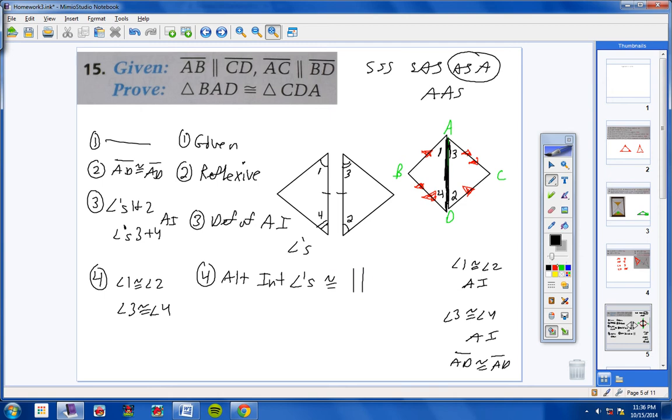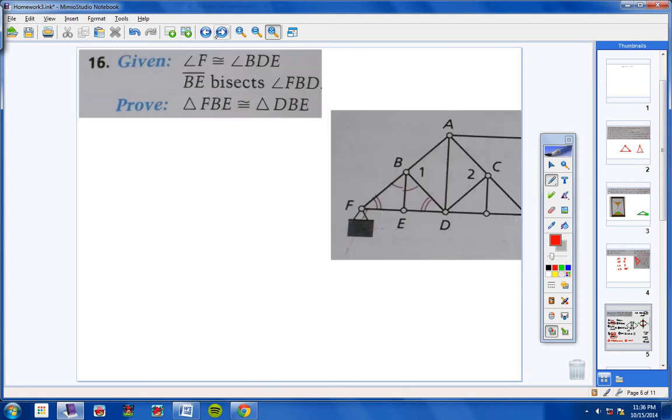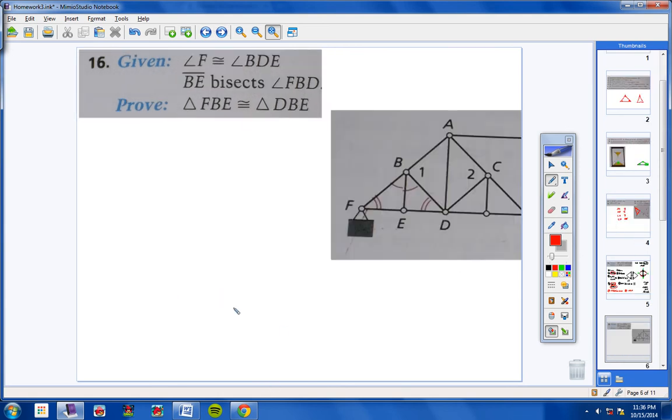And look what you stated, guys. Watch carefully. You stated AD is congruent to AD. You stated 1 is congruent to 2. You stated 3 is congruent to 4. So you're definitely ready to state triangle BAD is congruent to triangle CDA. And the reason would be angle, side, angle. One more proof, and then it gets a little easier after that.